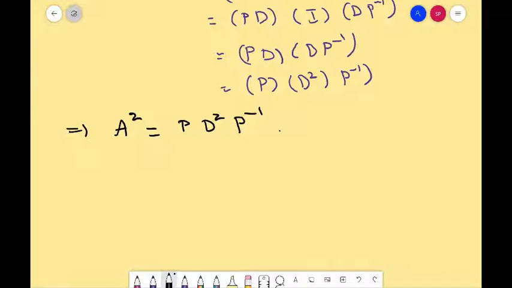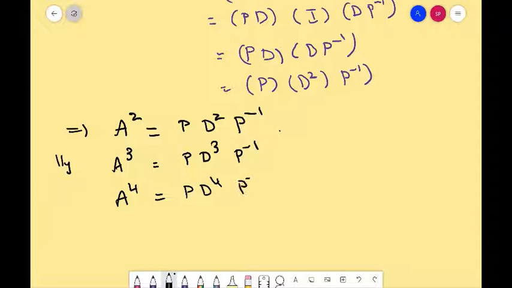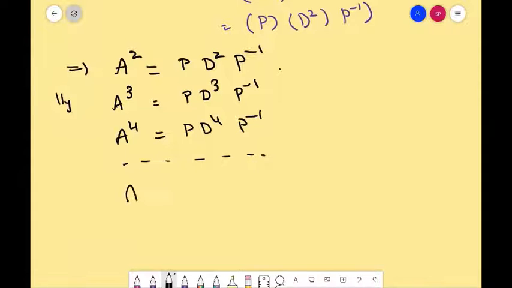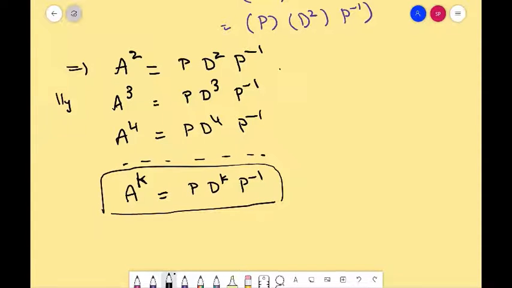Similar way, we can have A cube is equal to P into D cube into P inverse, and A power 4 is equal to P into D power 4 into P inverse, and so on. A power k is equal to P into D power k into P inverse. This is what you have to find.